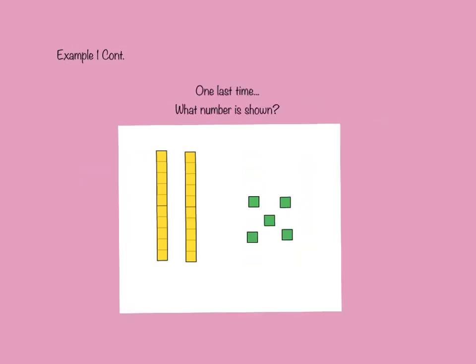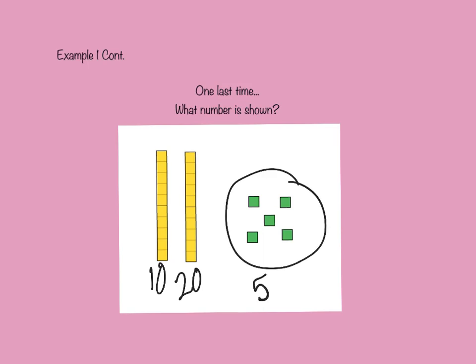And just one last time, what number is shown here? So you have 2 longs, so that's 10 and 20, and then 5 ones. So this equals 25.